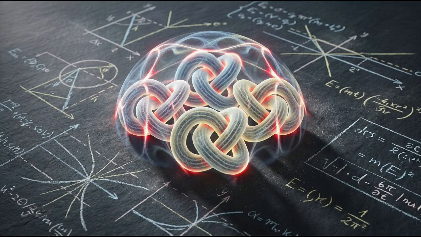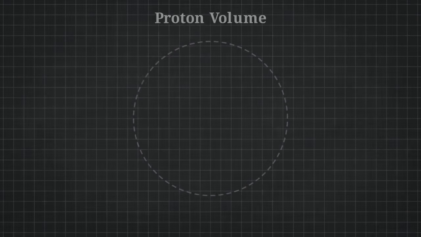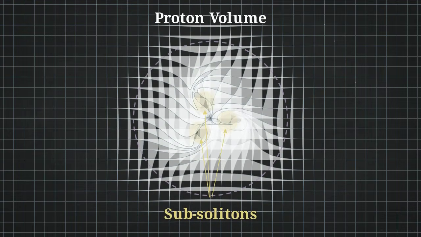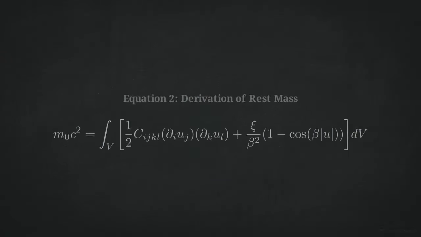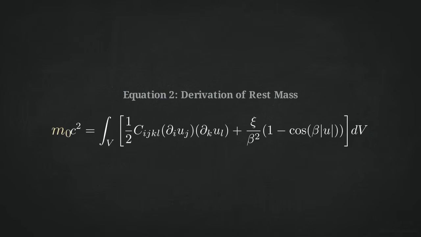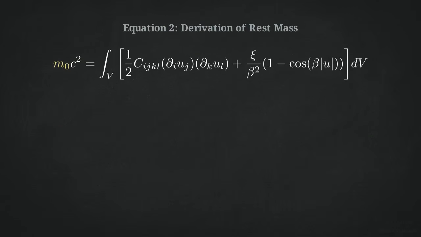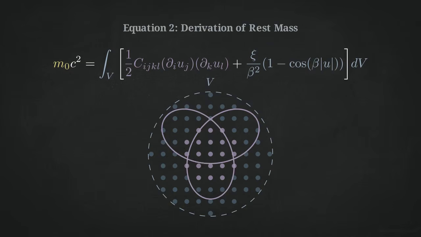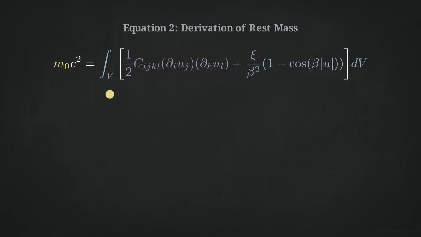We can now apply this logic to composite structures, specifically the proton. A proton is made of tightly bound quarks. In this theory, those quarks are distinct subsolitons. This brings us to equation 2. Here, rest mass, m0, is derived not as a static property, but as the volume integral of the localized potential and strain energy. We integrate across the entire spatial volume, V, of the composite soliton to find true mass.